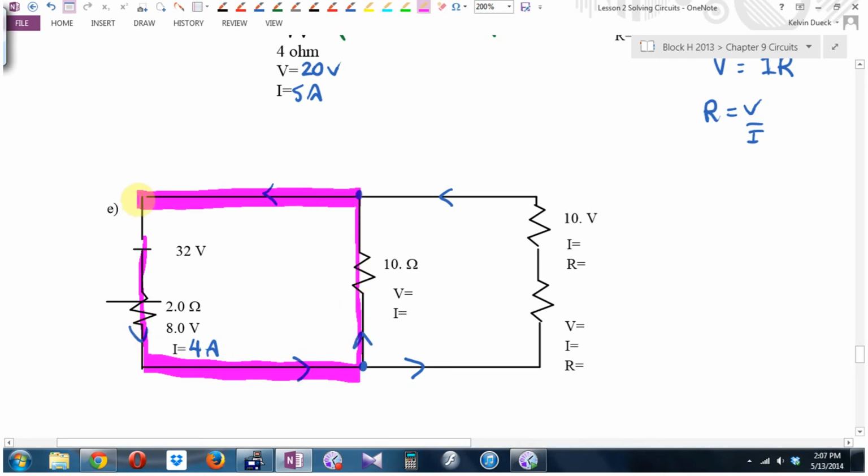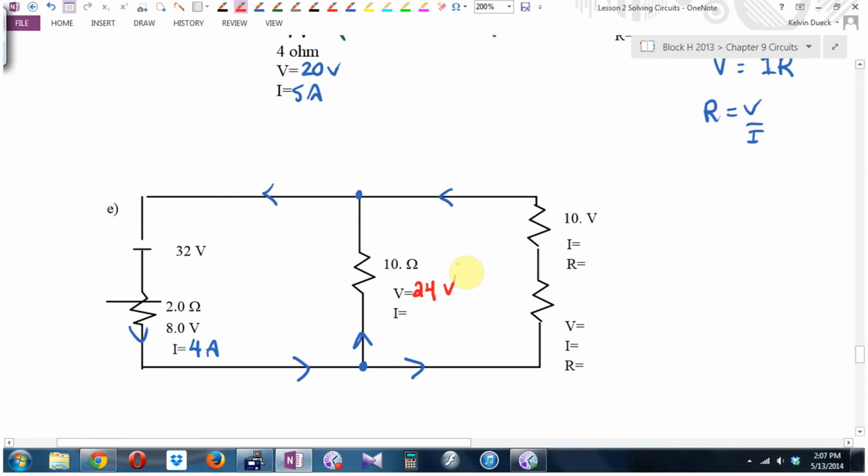If I go this way, can I get back down to the bottom, William? So if I start with 32 volts and I lose 8 volts, what must I lose going down this hill to get back to the bottom? Got to be 24.